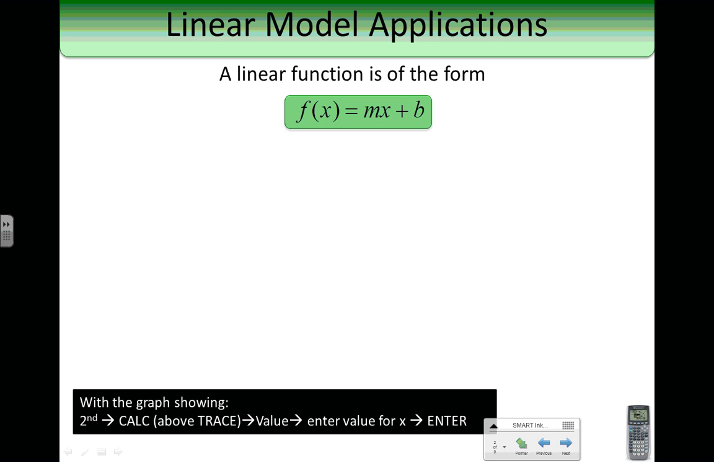All right, starting with linear model applications. Just as a refresher, we've already talked about this a little bit this semester. A linear function is in the form f of x equals mx plus b, or in other words, y equals mx plus b. That is a linear model. That's what we're going to be working with today, lines.